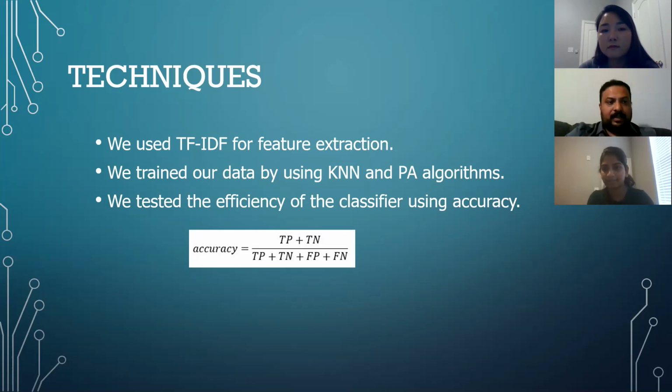Hi Professor. Here we used the technique TF-IDF. TF-IDF is the basis for the PA algorithm, that is term frequency and inverse document frequency. The accuracy is shown here: TP plus TN divided by the total, where TP is true positive and TN is true negative, meaning real news. Compared to the total number of news items coming in, that is the accuracy calculation, the basic method.